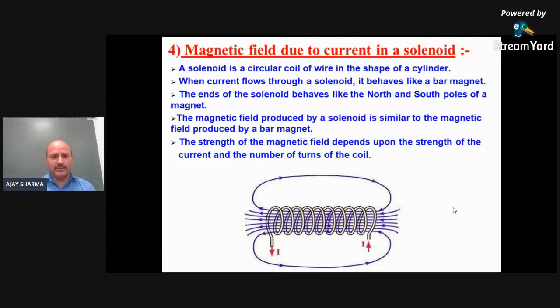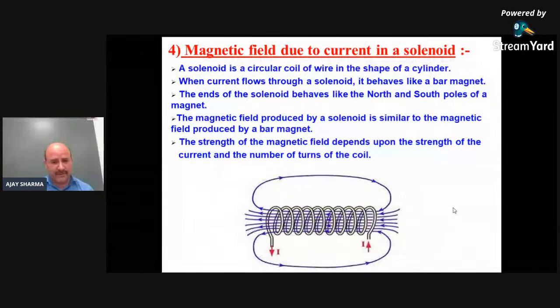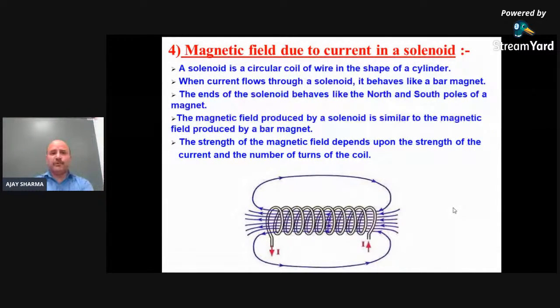Now when we pass current through this solenoid, what you will observe is there will be production of magnetic field around this solenoid, and now it will start behaving like a bar magnet. Until and unless we pass current through this solenoid, it does not create any field, but after passing the current, immediately it starts creating a field around it. So you can see when current flows through the solenoid, it behaves like a bar magnet.